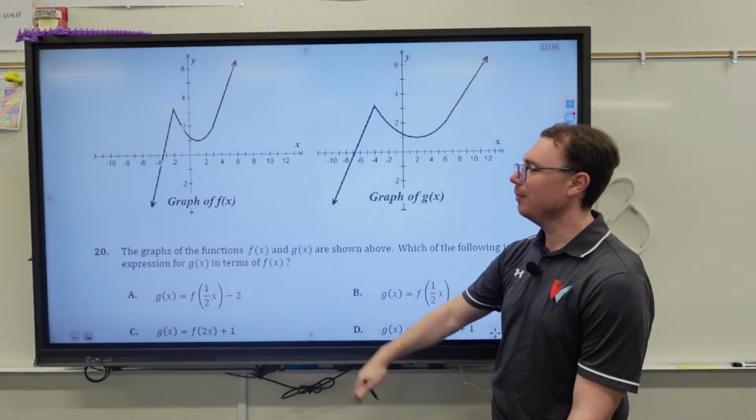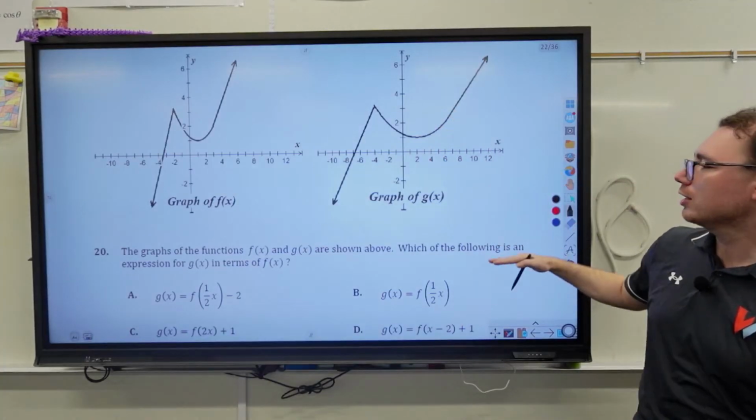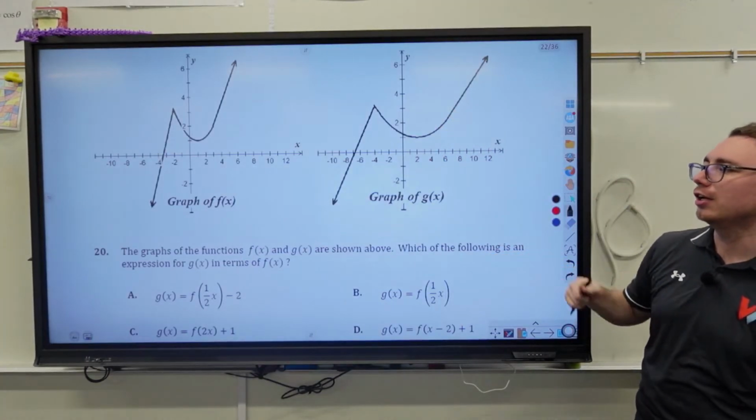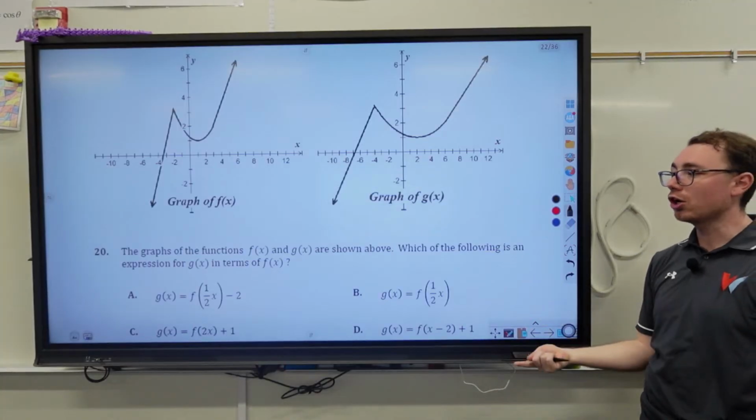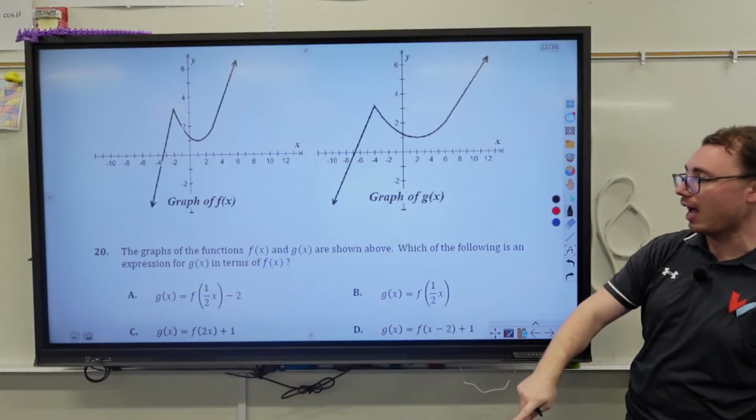So for this problem here, the graphs of function f of x and g of x are shown above. Which of the following is an expression for g of x in terms of f of x?